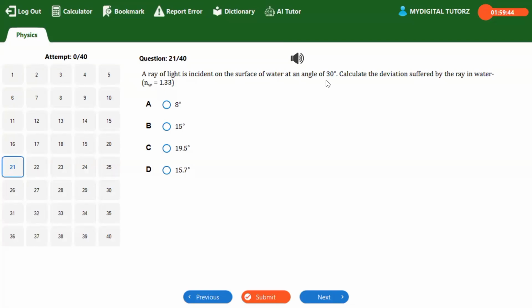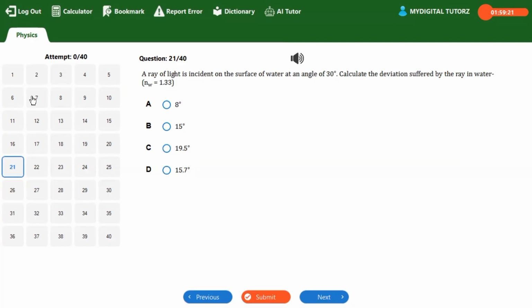water at an angle of 30 degrees. This is the angle of incidence. Calculate the deviation suffered by the ray in water. Calculate the deviation suffered, that is the angle of deviation suffered by the ray in water, given that the refractive index from air to water is 1.33.